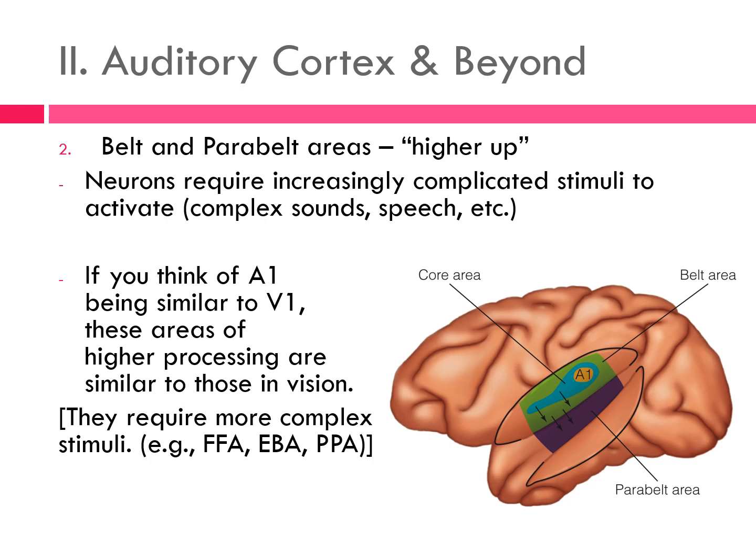And if we think of A1 as being similar to V1, like I was just saying, that we've split the world into features, we need to put that back together. These areas of higher processing are also going to have a similarity to those in vision, where they require a complex stimulus in order to activate. And we see these kind of modules.